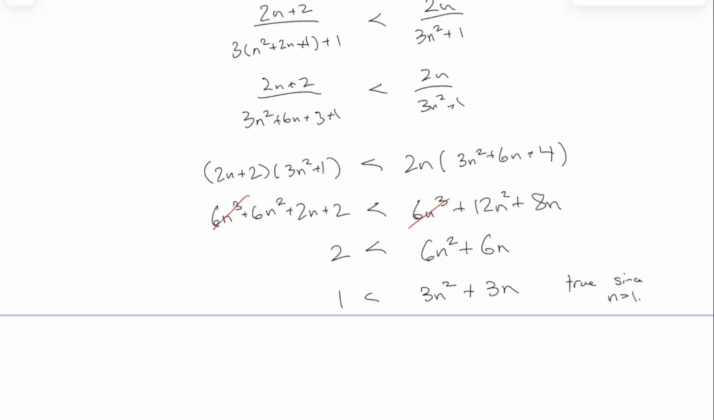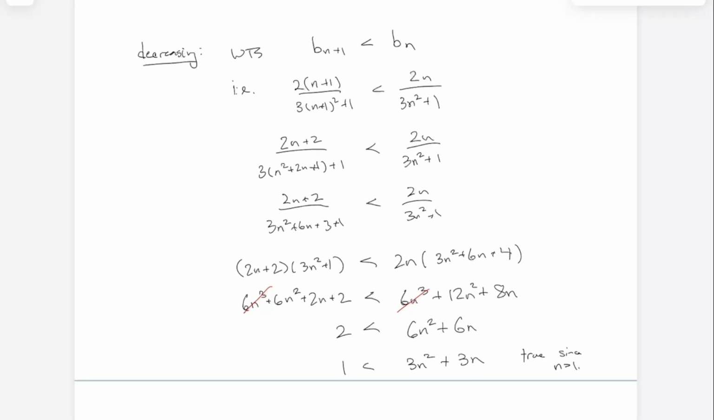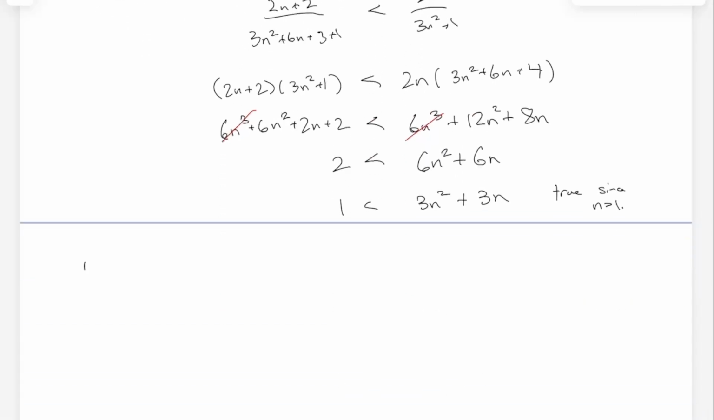There's a lot of steps in there, but I hope it came together for you. That was only half of it, right? That's showing that the sequence is decreasing. Then I also have to show the sequence has limit equals 0. So that would say the limit as n goes to infinity of bn, which is 2n divided by 3n squared plus 1. Is this limit equal to 0? How did you argue that?